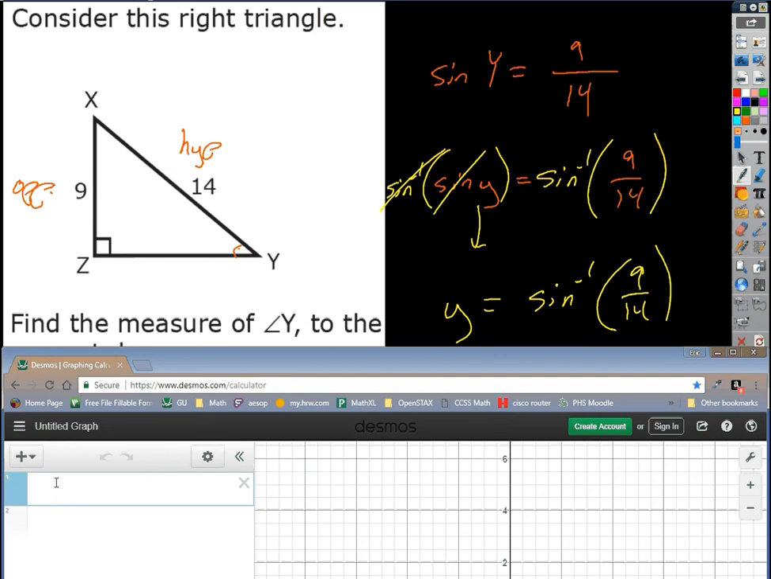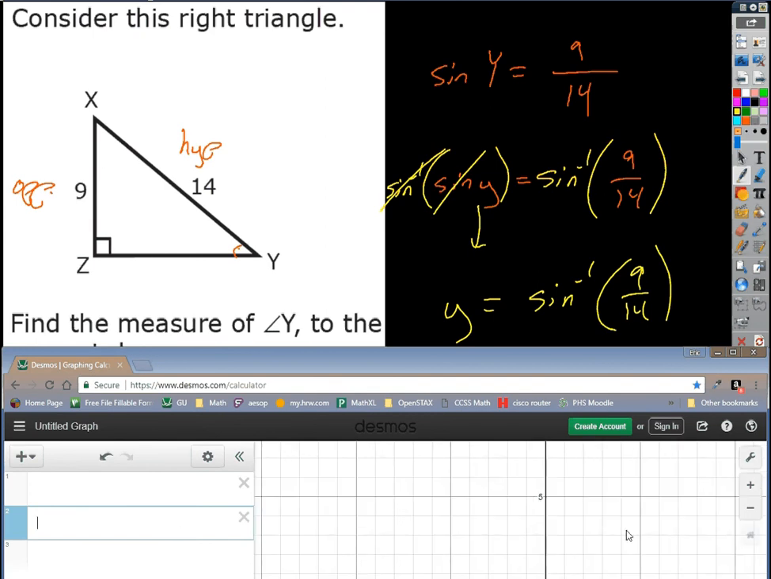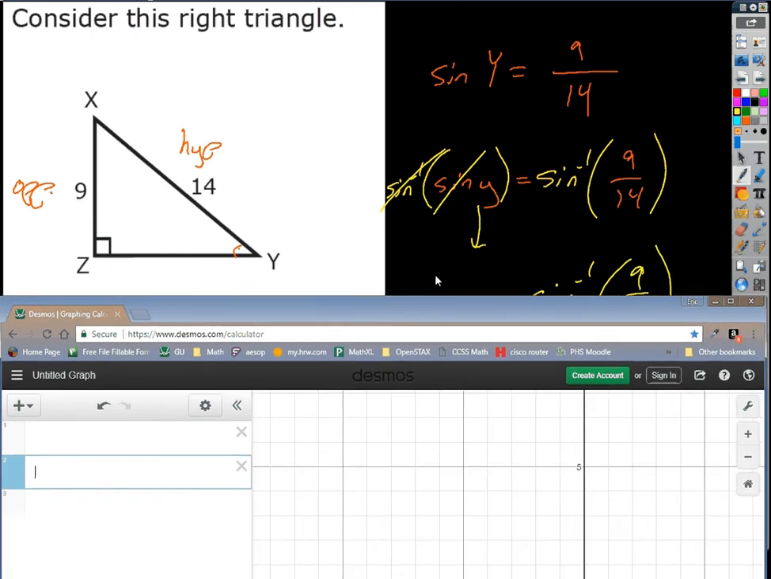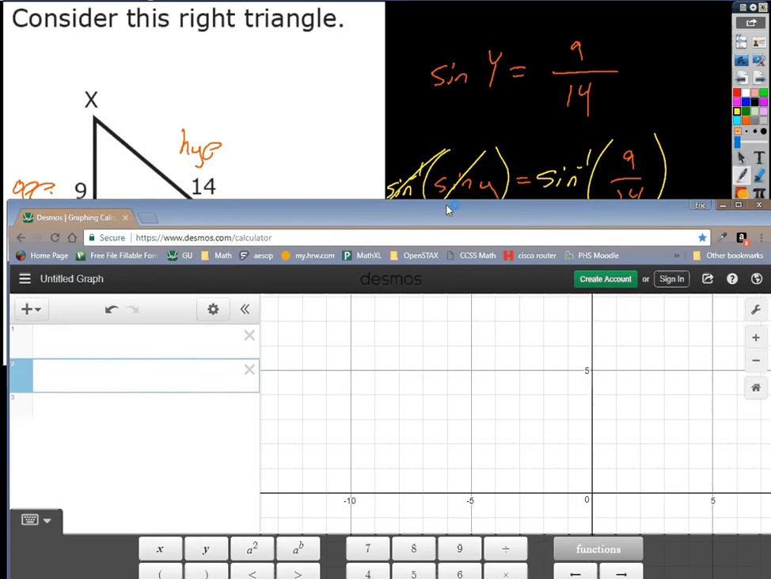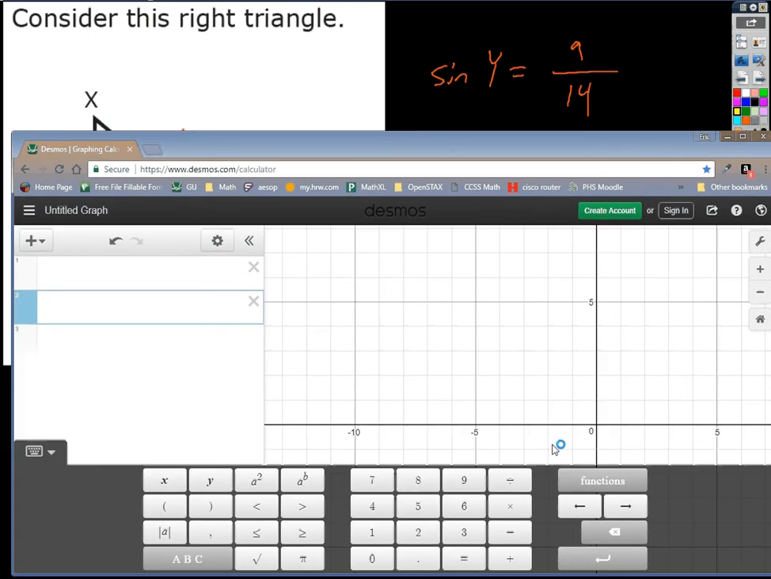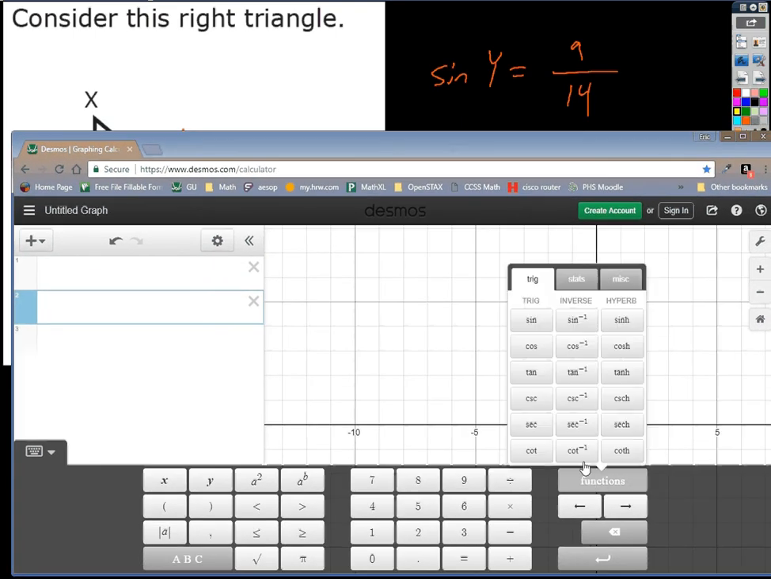Willie, turn around, please. So if I want to solve for y there, I just have to put in the arc sine, or the inverse sine, people sometimes call it an arc sine, of 9/14. Where am I going to find that? I just have to go down to the bottom, look under functions, and it's right there, isn't it?